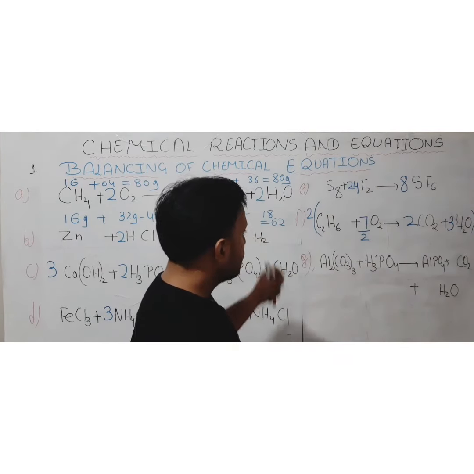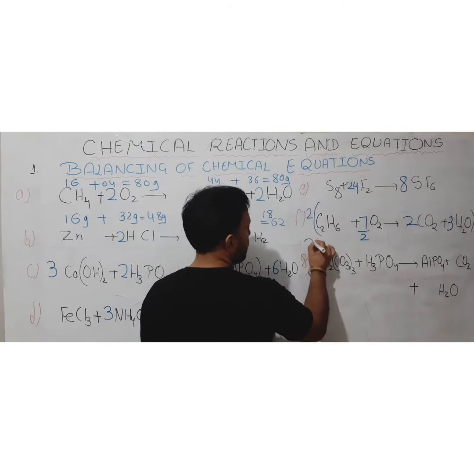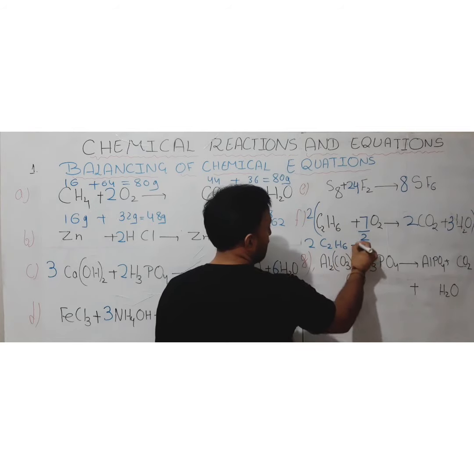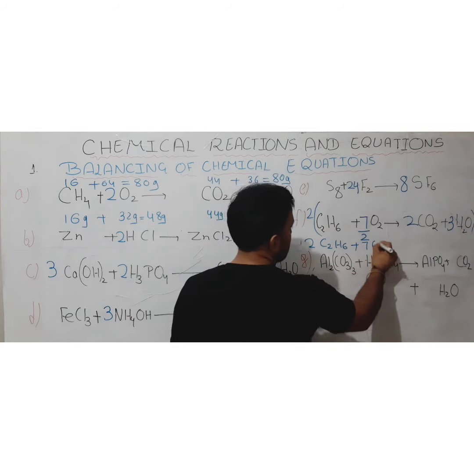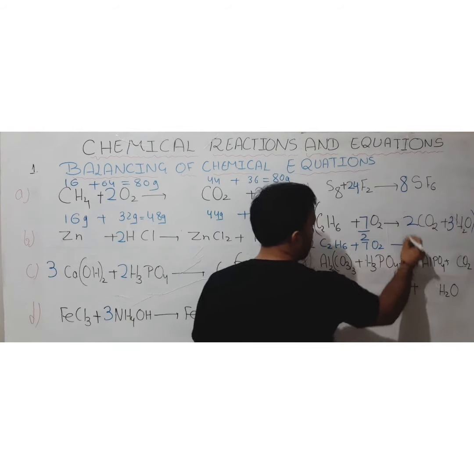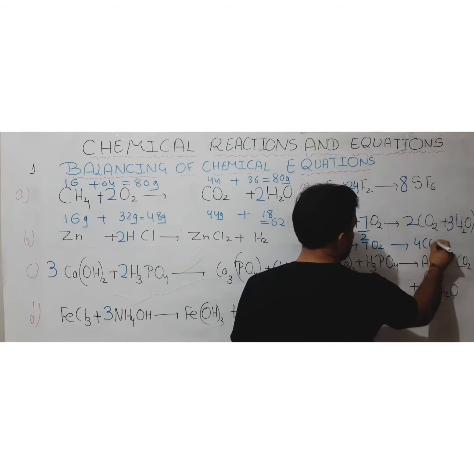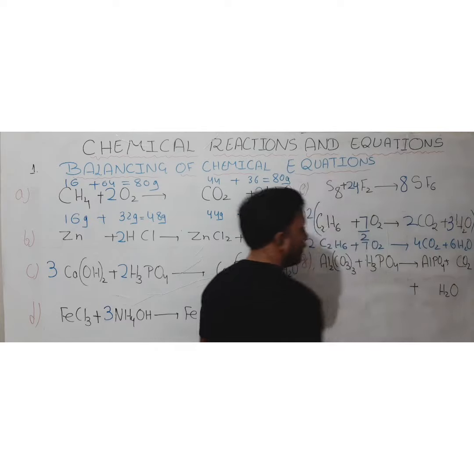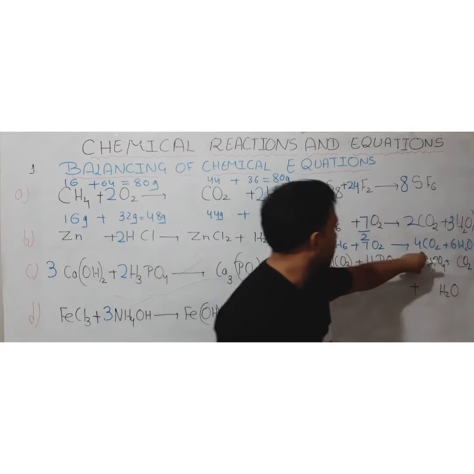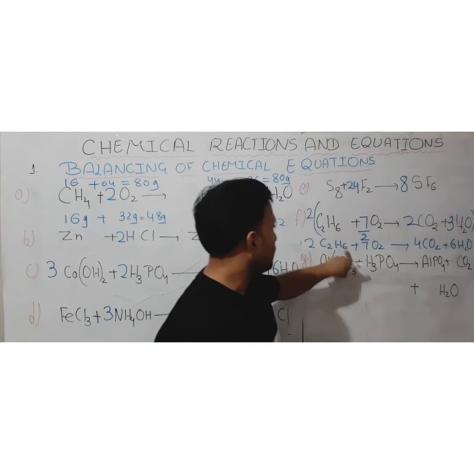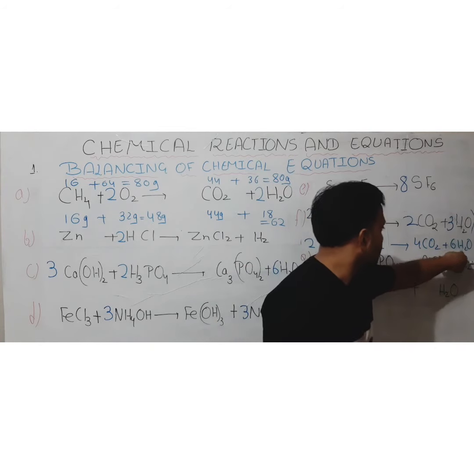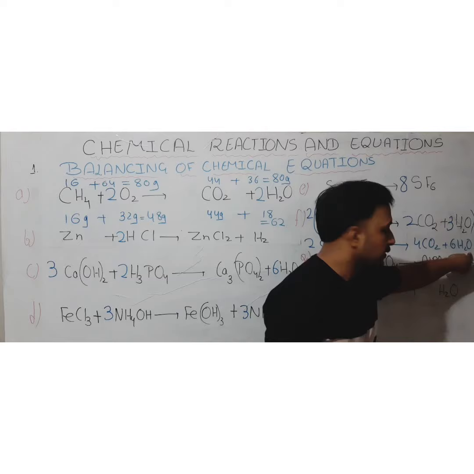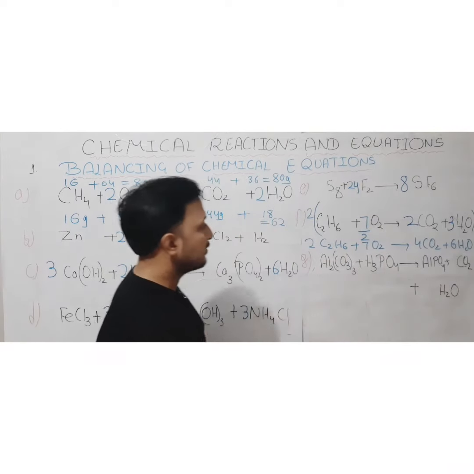When you do so, what is going to happen? A new equation will arise, that is 2C2H6. 2 will be cancelled, so it becomes 7O2, and 2 into 2 becomes 4 CO2 and it becomes 6 H2O. Now you can calculate: carbon becomes 4, 4; hydrogen becomes 12, 6 into 2 is 12; oxygen 14, 4 into 2 is 8, 6 plus 8 is 14. So now it's a balanced chemical equation.